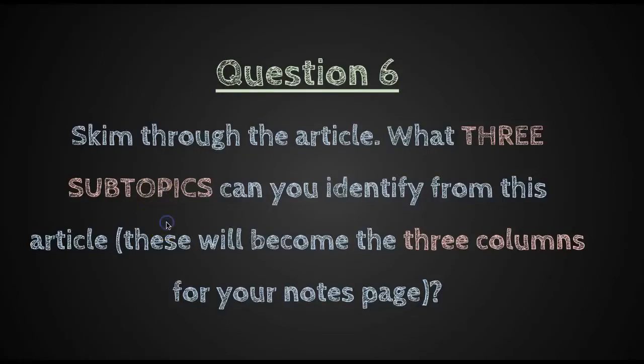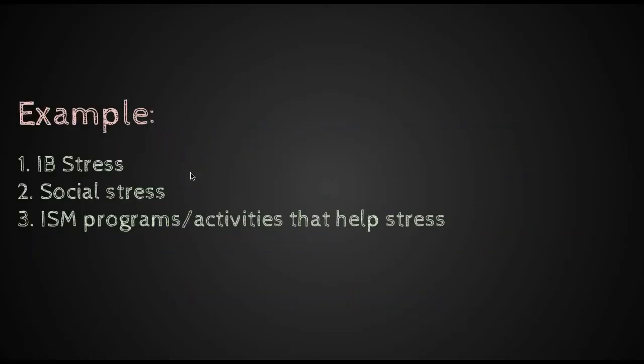So an example from the fictional article that I had in my previous example, the article called How ISM Manages Student Academic Anxiety. Let's say I look through that, and the 3 broad types of information discussed in the article are IB stress, social stress, and then ISM programs and activities that help stress. So you will do this for the article that you just opened. Pause the video and answer question 6.